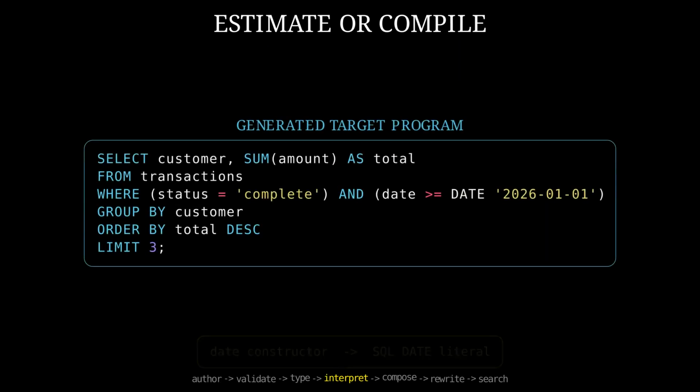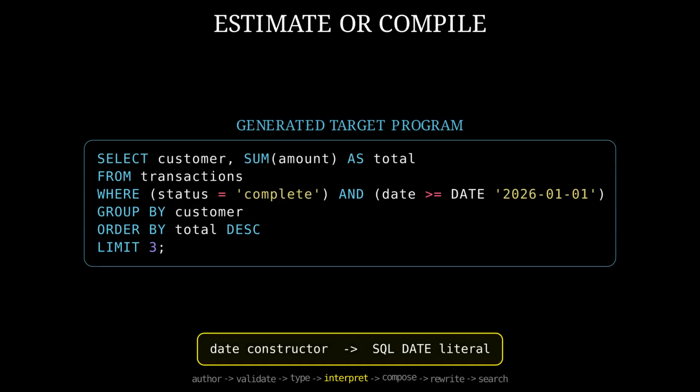The SQL algebra never opens the source either. It emits a select with sum, the transaction table, both filter conditions, a group, descending order, and a limit. Notice that the date constructor became a SQL date literal. This compiler only covers our small language, but its output is executable target code. A different backend could preserve the same source meaning while omitting something else.